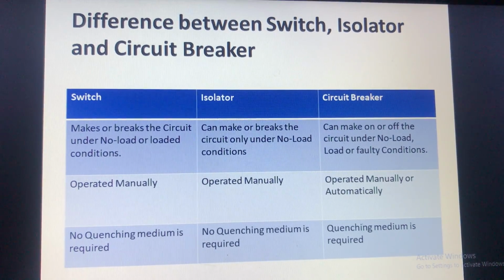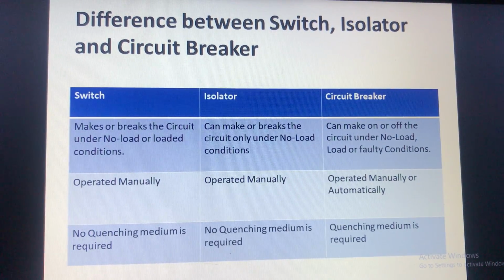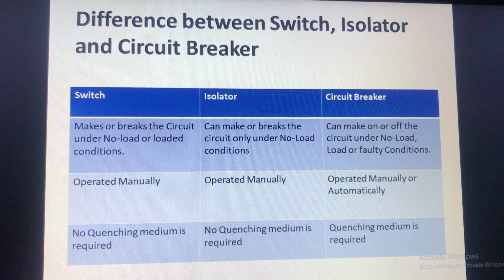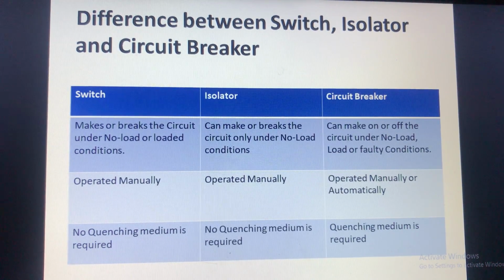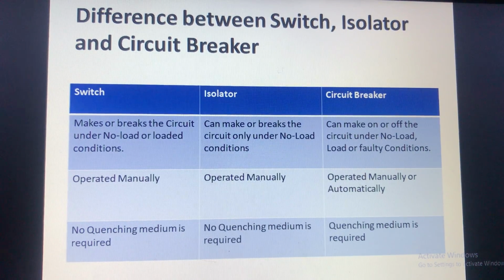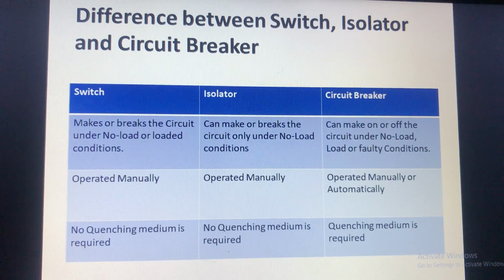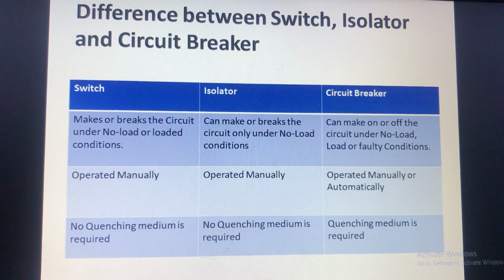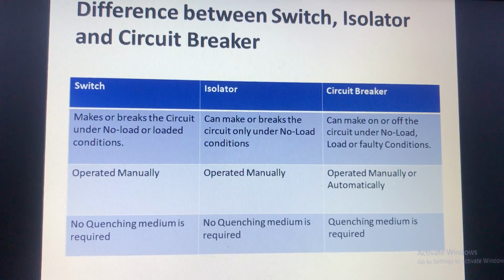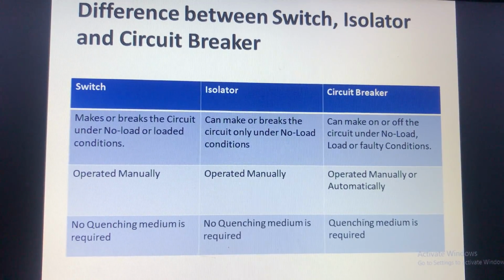So here is the difference between switch, isolator and circuit breaker. A switch, as we know, is only for making or breaking the circuit under no load or loaded conditions. An isolator can make or break the circuit only under no load conditions. And a circuit breaker can make or break the circuit under no load, loaded or faulty conditions. Then the switch is operated manually. The isolator is also operated manually. A circuit breaker can be used as a switch. It can be operated manually or automatically. It will work under faulty conditions.